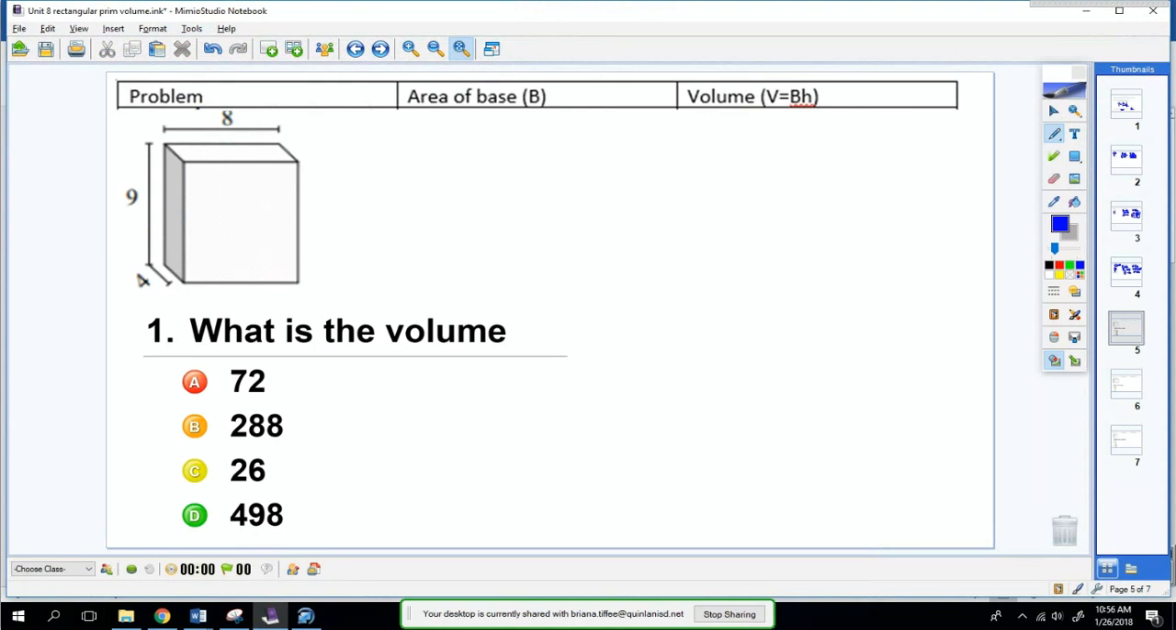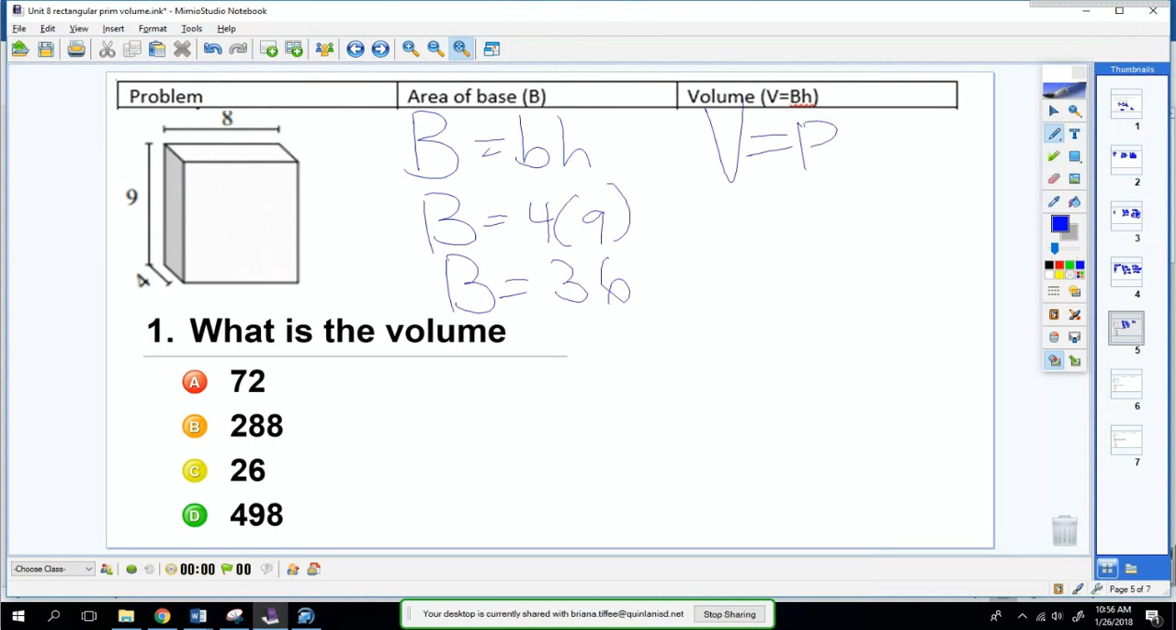Okay, so first thing you do is find big B. Big B is just base times height because it's a rectangle. So the base would be 4, the height would be 9. So 4 times 9 is 36. So the volume formula is big B times H. Big B is 36, the height will be 8. So 36 times 8 is 288, which the answer is B.